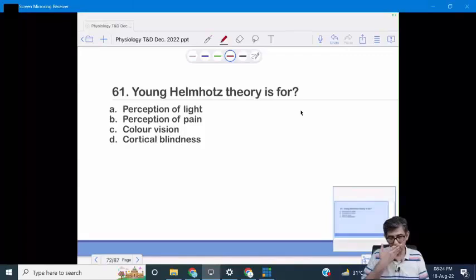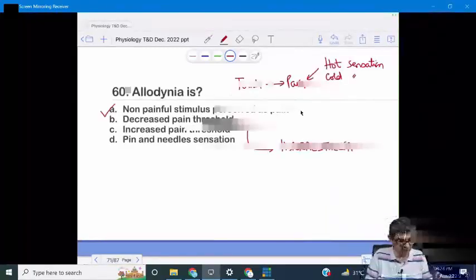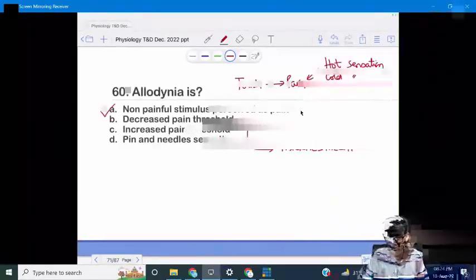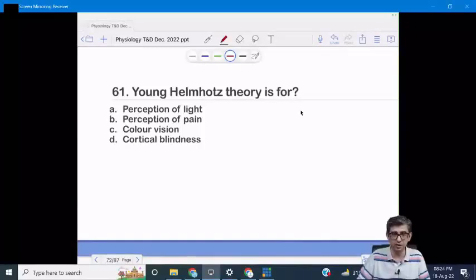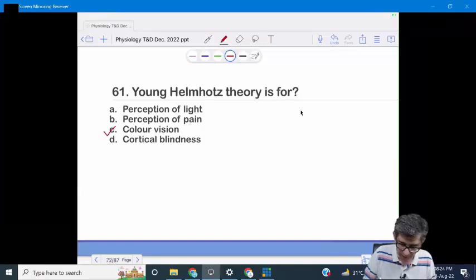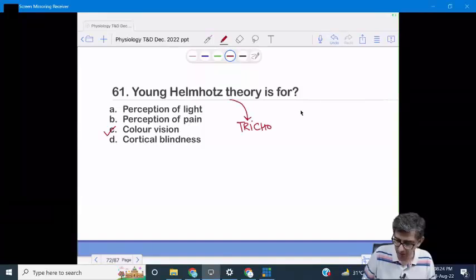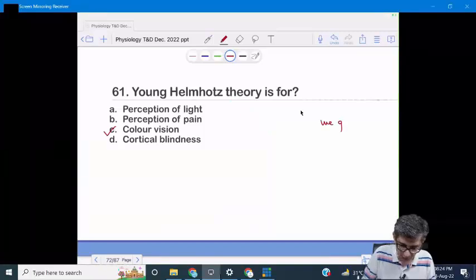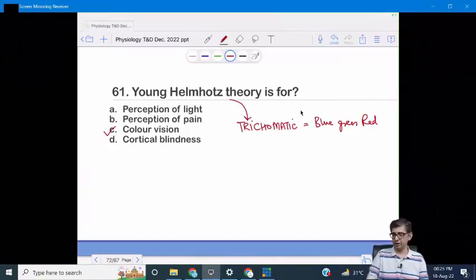Coming to 61, Young-Helmholtz theory. This was the name of a physiologist who gave the concept of vision. Yes, this would be related to color vision. This theory is based on the fact that with a combination of three colors we see all the other colors. The colors that we are able to see are blue, green and red, and the combination of these colors helps us identify different other colors.